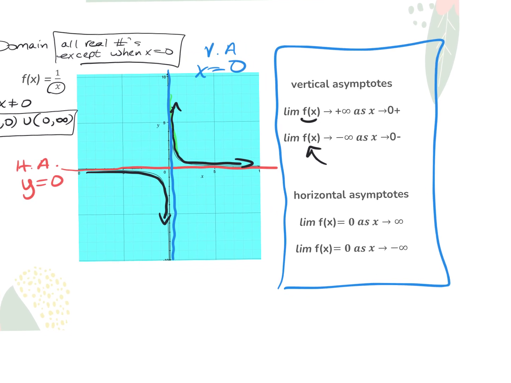Over here for the horizontals, this one, again, is saying that f of x approaches 0 as x increases without bound. And then the bottom one, f of x approaches 0 as x decreases without bound. Again, you don't need to worry about limits yet. That's something you're going to cover in calculus. But just to show you that there's a reason why we learn all of these things.